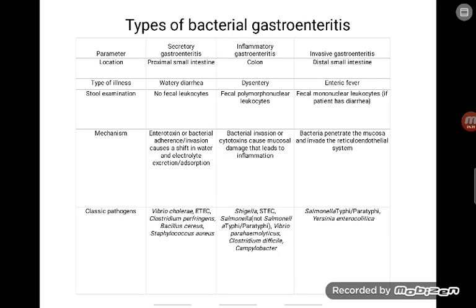The mechanism in inflammatory gastroenteritis involves bacterial invasion or cytotoxin causing mucosal damage that leads to inflammation. The mechanism of invasive gastroenteritis involves bacteria penetrating the mucosa and invading the reticuloendothelial system. The classical pathogens causing secretory gastroenteritis include Vibrio cholera, Enterotoxin E. coli, Clostridium perfringens, Bacillus cereus, Staphylococcus aureus. While the classical pathogens of inflammatory gastroenteritis include Shigella, Salmonella, Vibrio parahaemolyticus, Clostridium difficile, and Campylobacter. The classical pathogens of invasive gastroenteritis include Salmonella typhi or paratyphi and Yersinia enterocolitica.